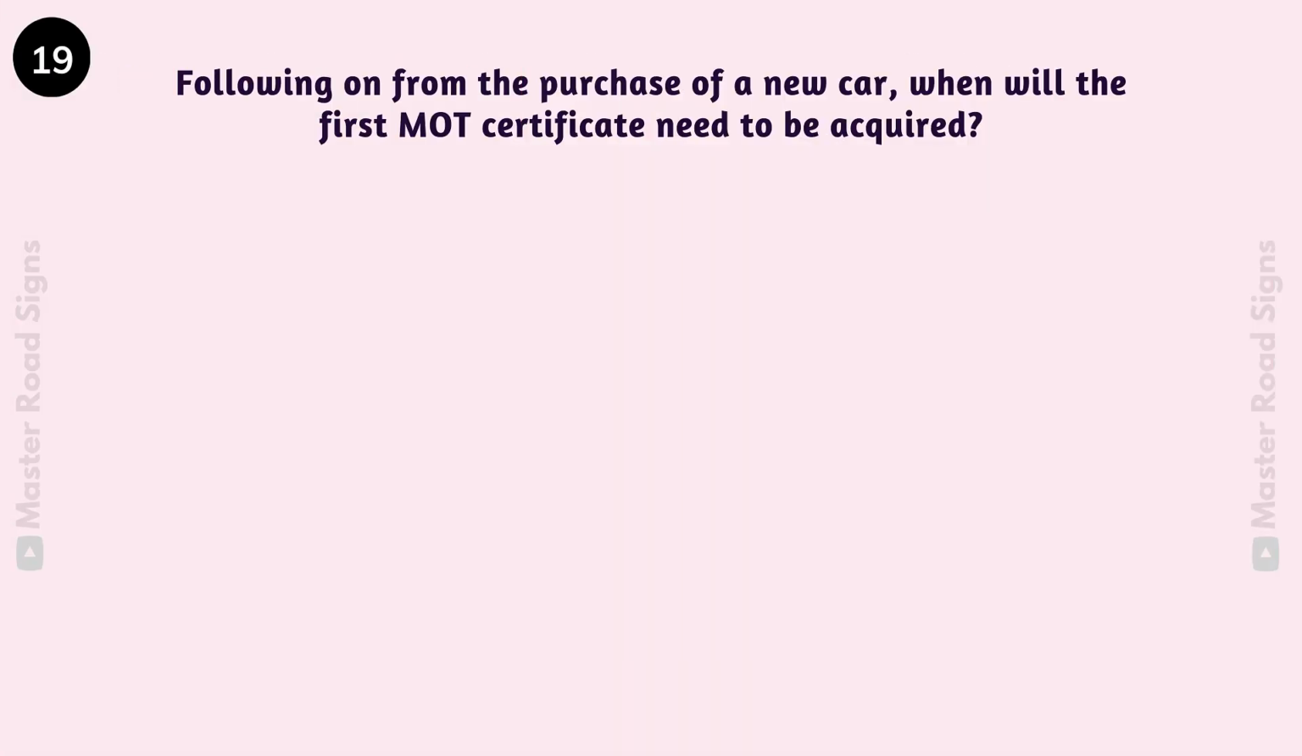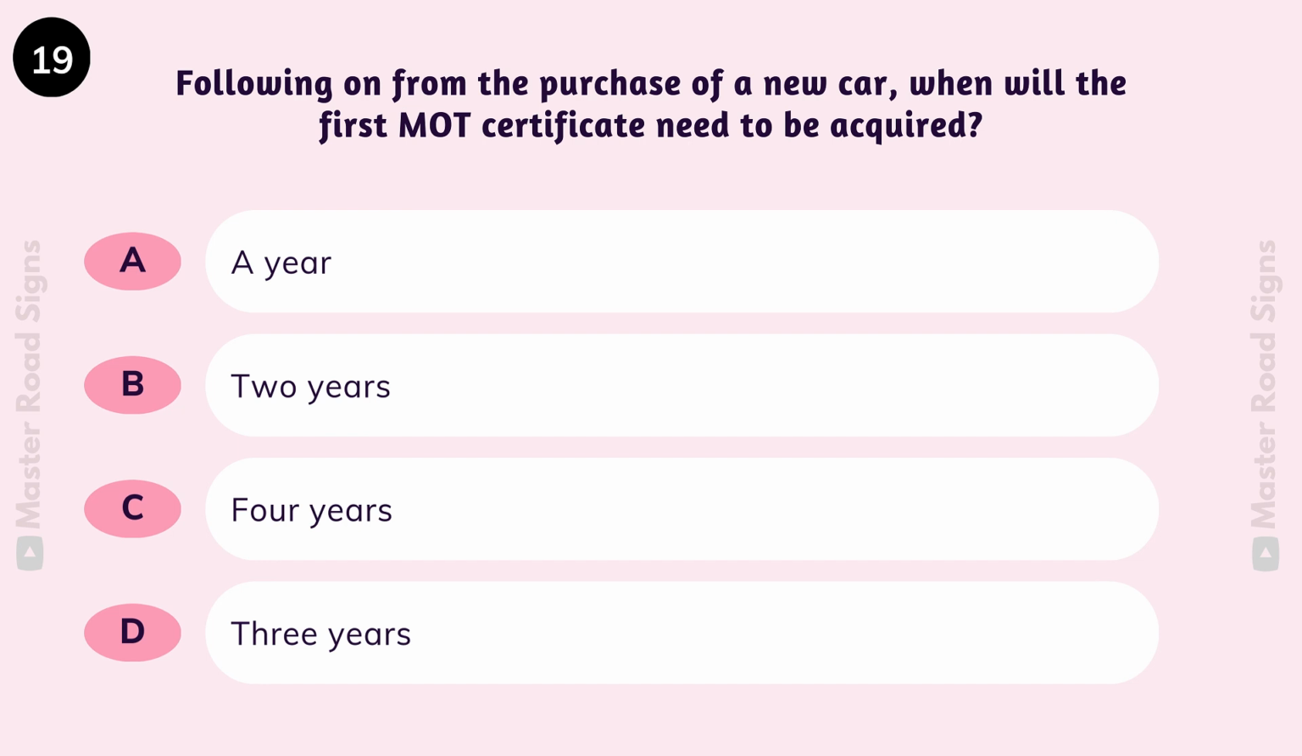Question 19. Following on from the purchase of a new car, when will the first MOT certificate need to be acquired? A. A year. B. 2 years. C. 4 years. D. 3 years. The answer is D. 3 years.